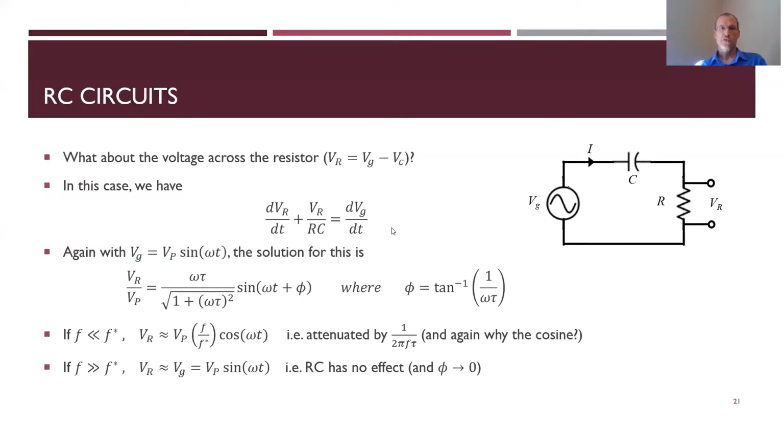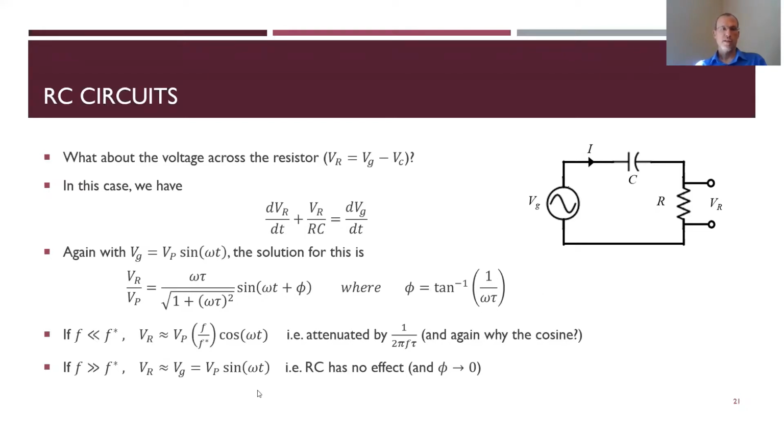In this case, I have a very similar formula. For VR, again, I have my sinusoidal source. I can solve this to get VR over VP is omega t over, again, the square root, same thing we had before, again, sinusoidal. And then now I have this phase shift, which is slightly different. Instead of negative tangent of omega t, it's positive inverse tangent of 1 over omega t.